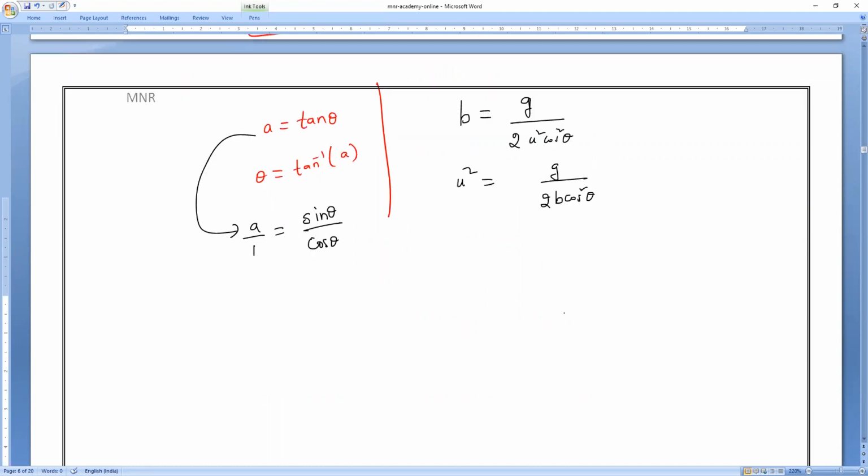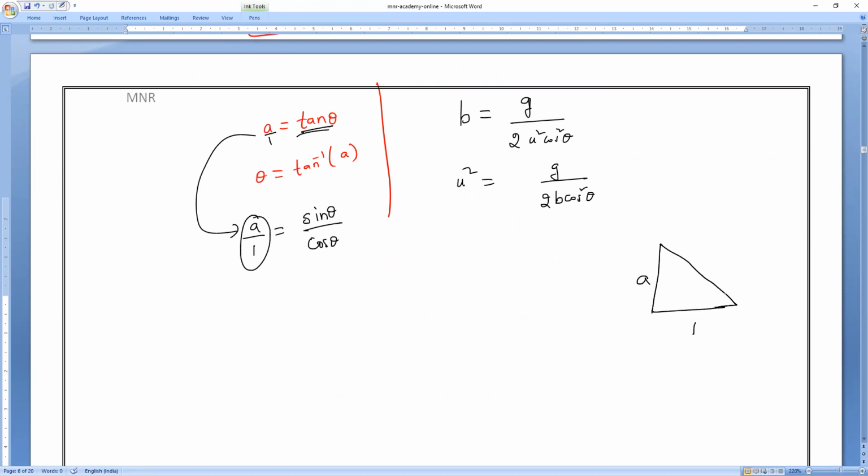So we want to find the initial velocity. Let us see how to find it. We all know that if you consider tan theta, apply the right angle triangle. Tan theta here is a by 1. So one side is a, another side is 1. Then what about the hypotenuse? Anybody can tell?